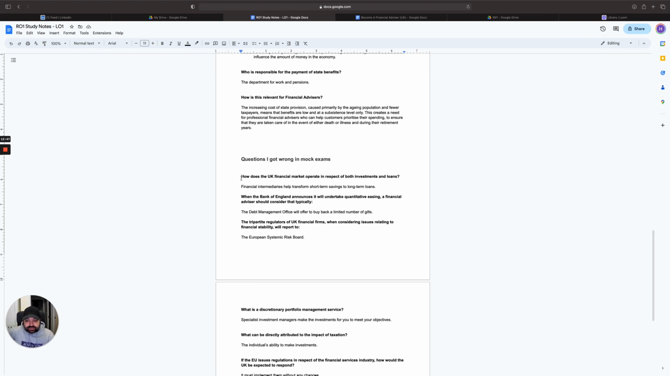The first question that I got wrong is, how does the UK financial market operate in respect of both investments and loans? It's a bit of a generic sort of question. One of the answers was, financial intermediaries help transform short-term savings into long-term loans.